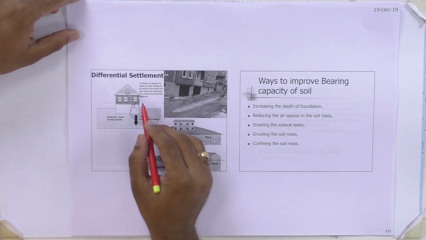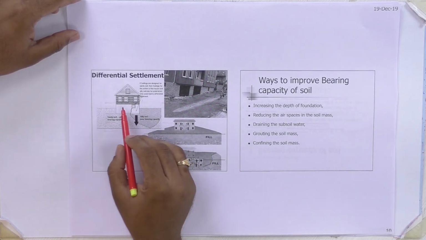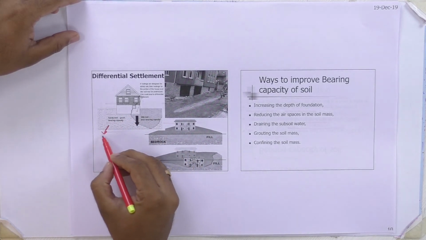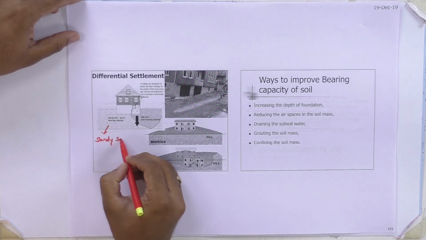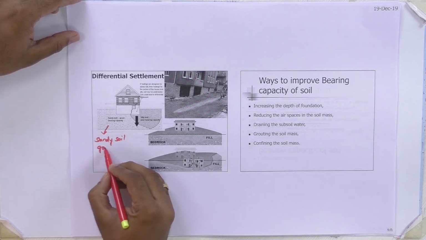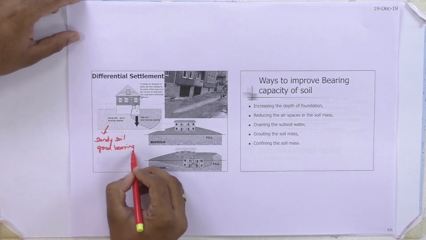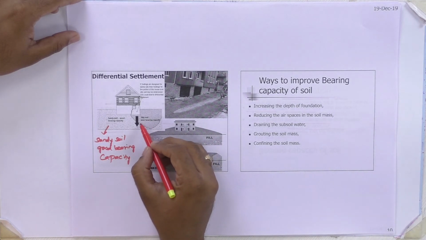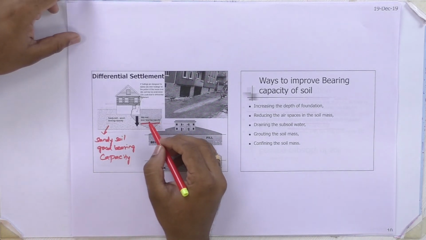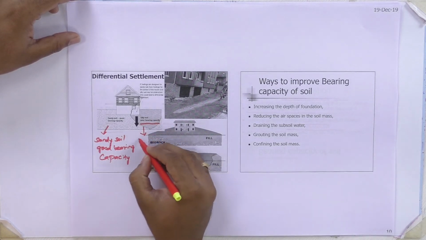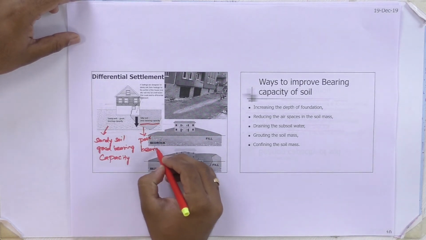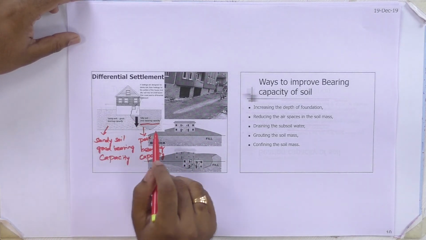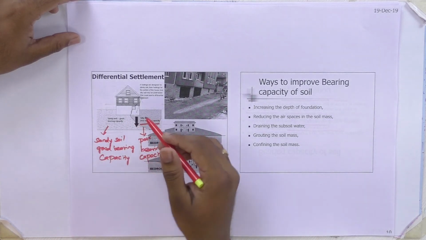You can identify this picture. There is differential settlement, you can see in this image. For the same structure, we are having 2 types of soil. One here, you can see, is sandy soil, which has good bearing capacity. And in this portion we have silty soil, and in this silty soil we have poor bearing capacity. So for the same structure we have two different soil profiles, leading to differential settlement.